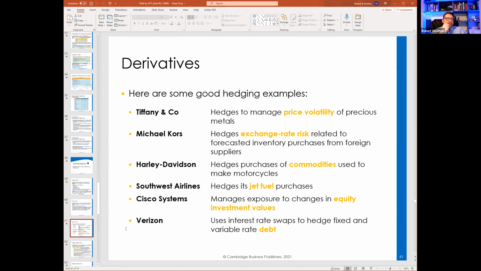So common derivatives, like hedging against price volatility. Like Tiffany and Company, they'll hedge against volatility in metal commodity prices. Or Southwest Airlines hedges against jet fuel purchase prices. How do you do that? Well, there's a couple of different ways, but one thing they like to do is buy jet fuel when it's cheap and store it, and then hold it till it's expensive. So that's one way of hedging it. There are a lot of different ways. Really fascinating stuff, way above my head how complex this stuff can get.